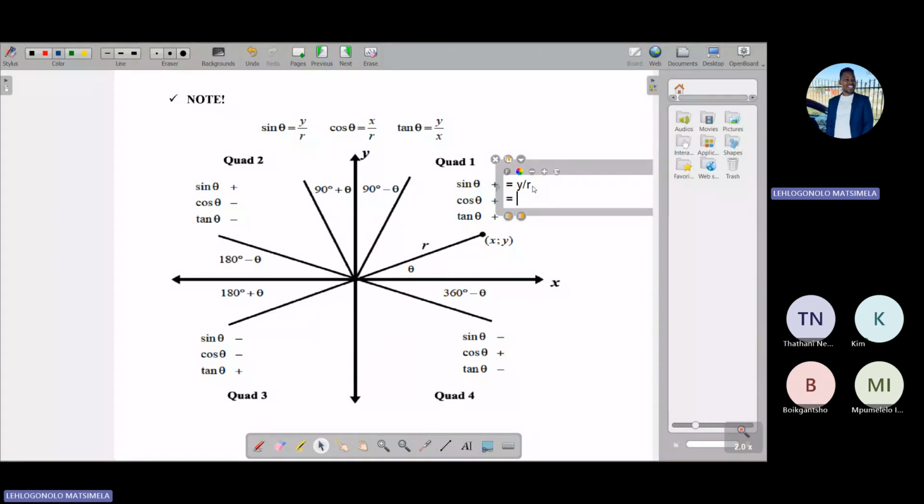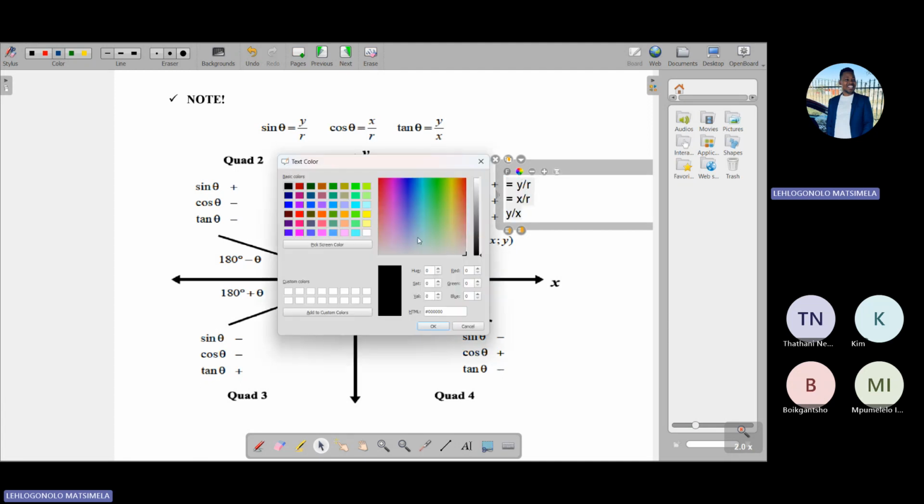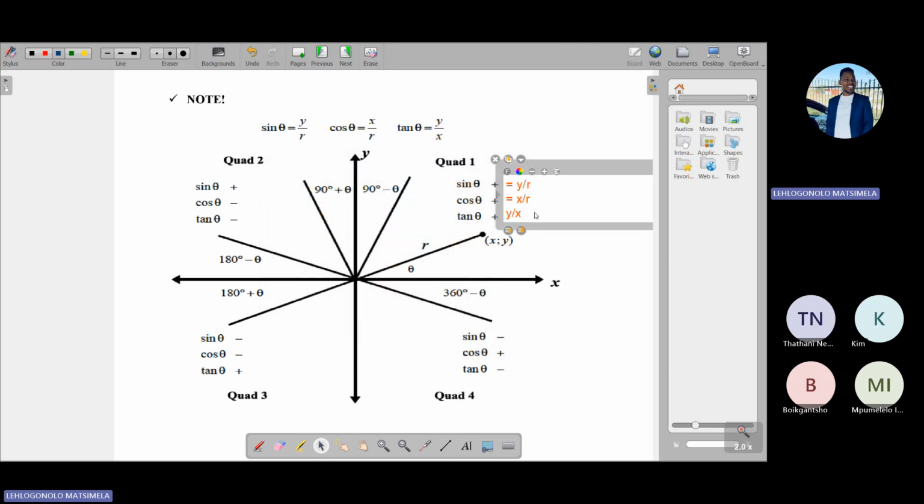And for cos, we're going to have x divided by r, and x is also positive in the first quadrant. And then again, we're going to have tan, which is y divided by x. Both x and y are positive in this quadrant. This is how we get them being positive. The x value this side is positive, and the y value this side is positive. So anything to do with x and y is a positive number. This is what they mean.